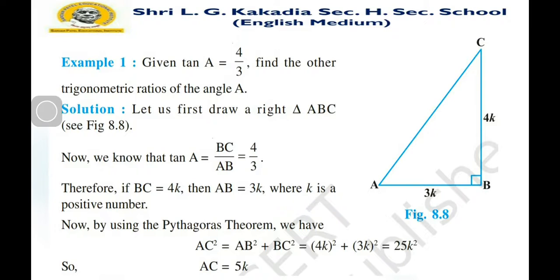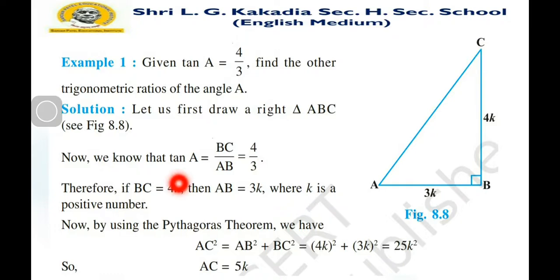Now let us look at an example related to these ratios. Example 1: there is given a triangle ABC, with tan A equal to 4 upon 3. Find the other trigonometric ratios for the angle A. Let us first draw right triangle ABC. Now we know that tan A is equal to BC upon AB, that is 4 upon 3.